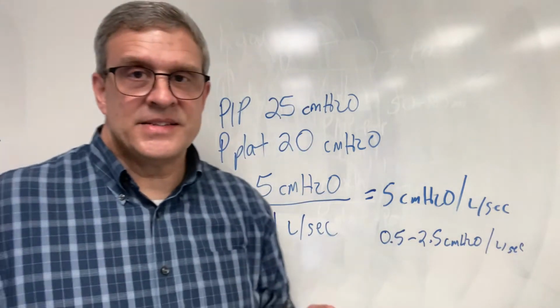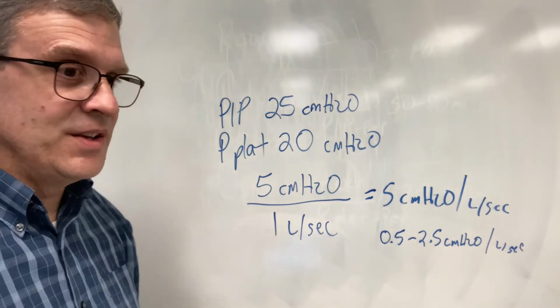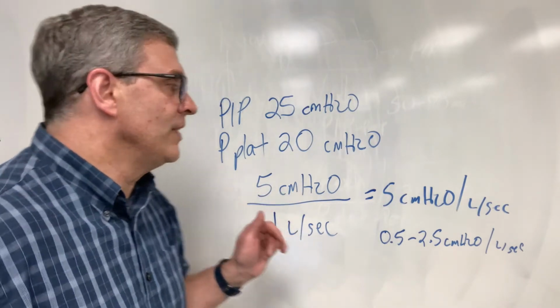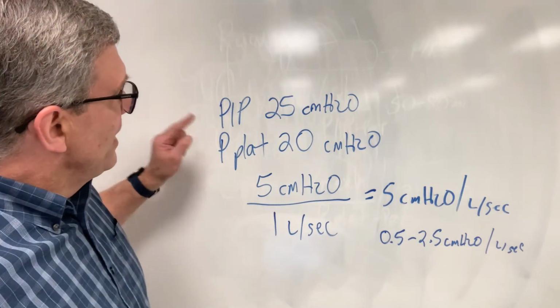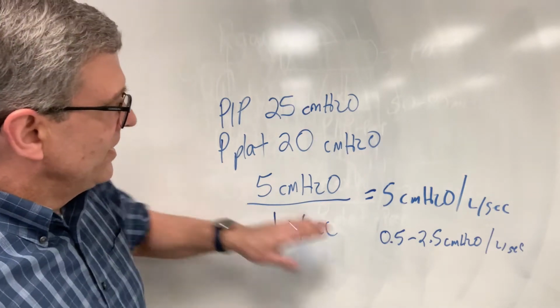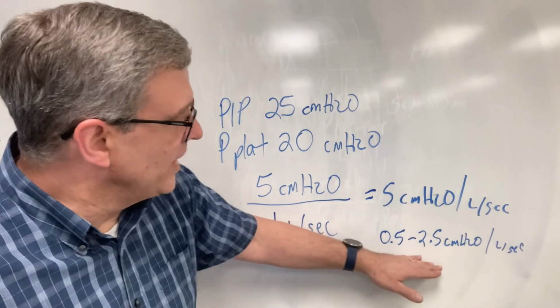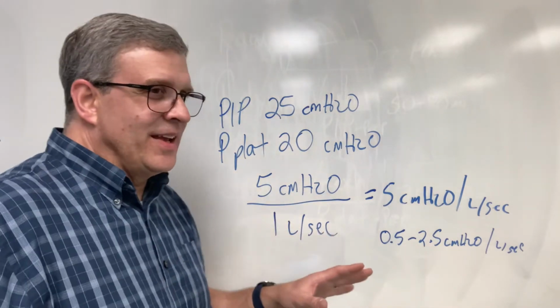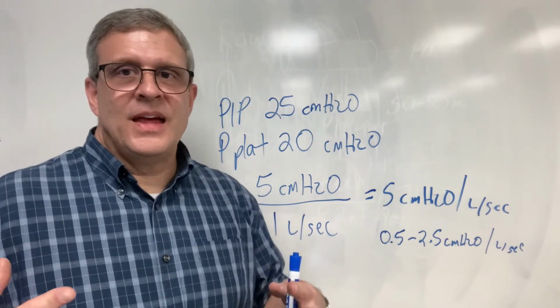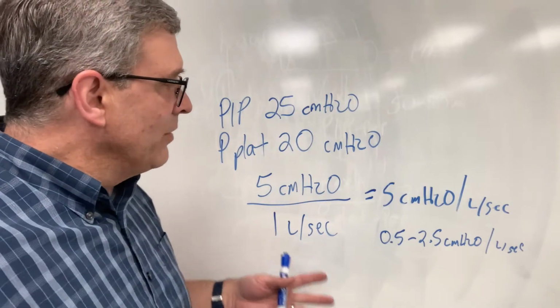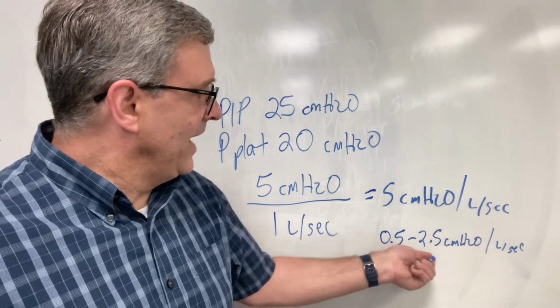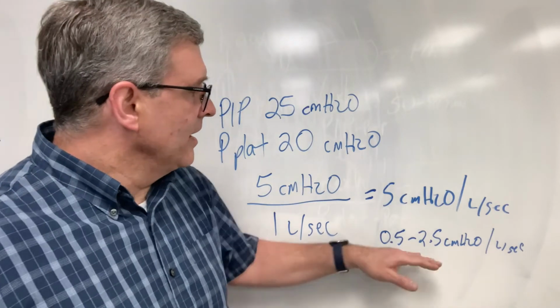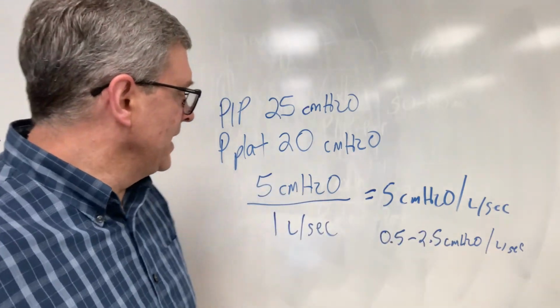Now, here's the interesting thing, and this is where it gets really useful in the ventilator, and I'll show you when we go over there. Because this is 1/2 to 2.5, we could just always keep in our mind that airway resistance is a couple, just to ballpark it, right? 1/2 to 2.5, a couple of centimeters of water per liter per second.